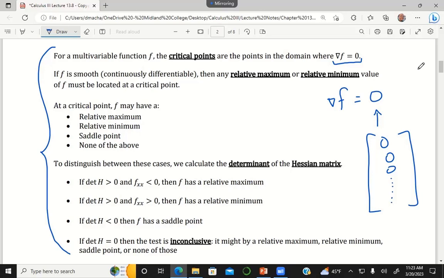So if your multivariable function is continuously differentiable, meaning you can take all 7 partial derivatives and all of those partial derivatives are continuous functions, we call it smooth. And if f is smooth, then any sort of relative maximum or relative minimum has to be located at a critical point.